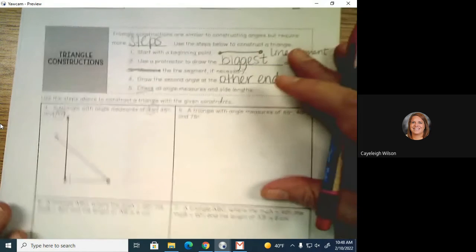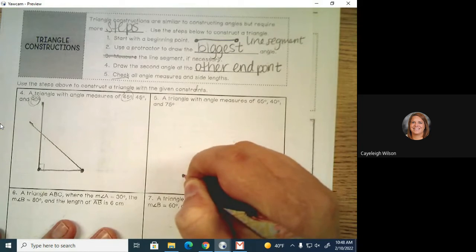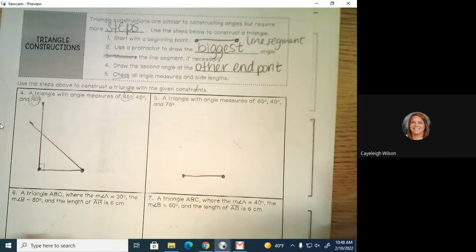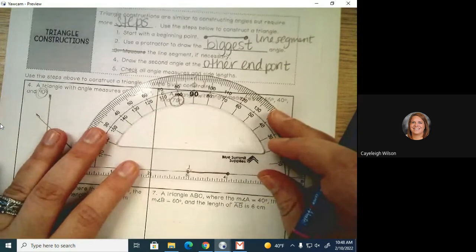Okay, I'm going to give you a second to do this one. I want you to try it on your own. You're going to start with your 75-degree angle first. Put it on there and do your 75.